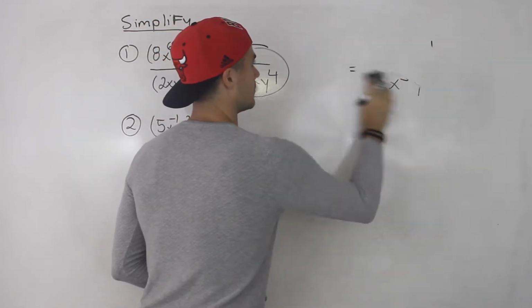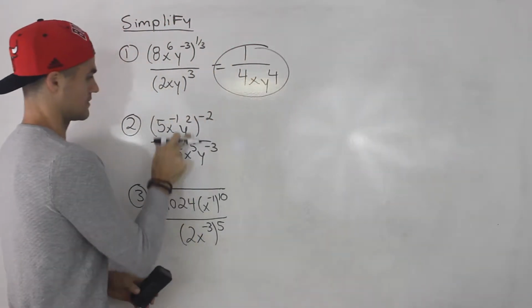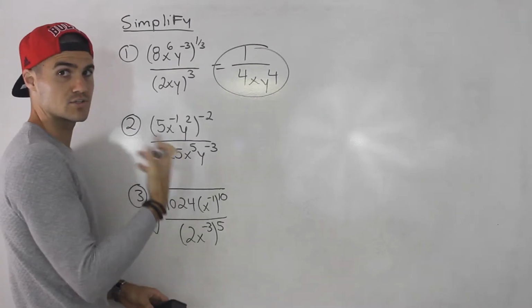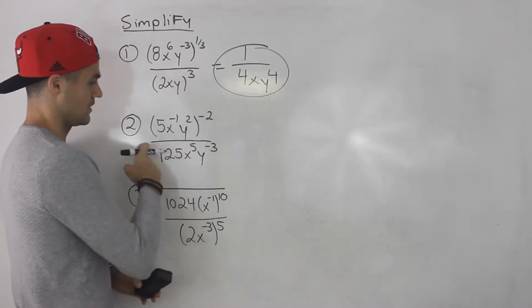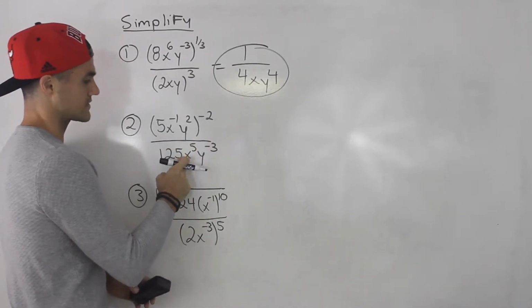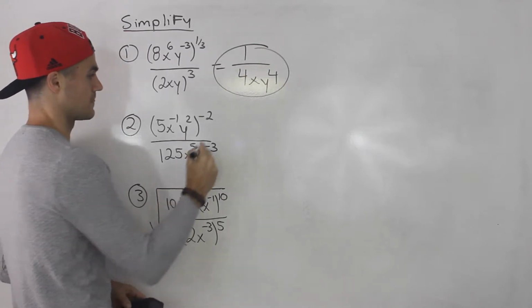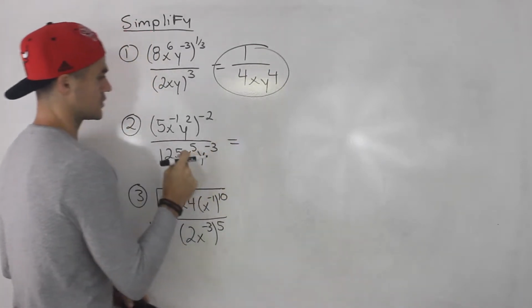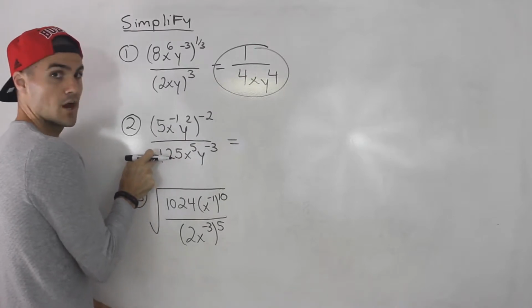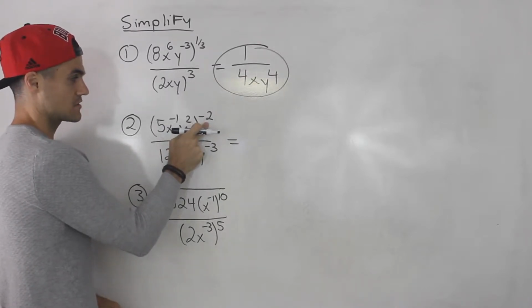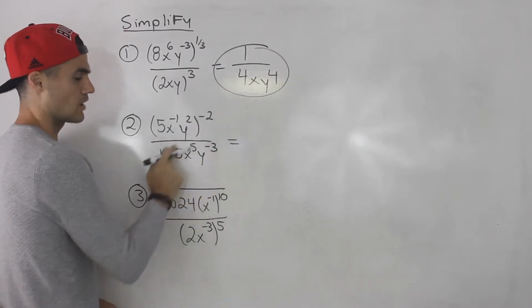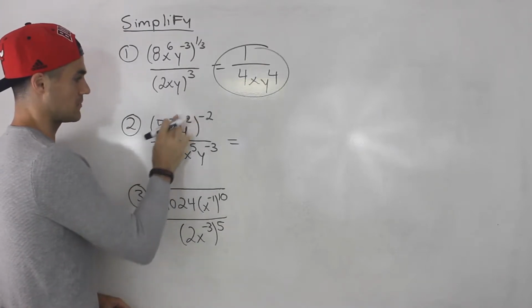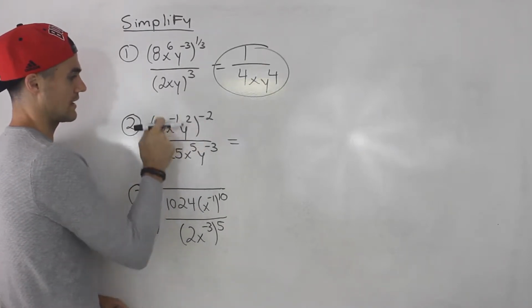So number 2 says 5x to the negative 1, y to the 2, all to the power of negative 2, all over 125 x to the 5, y to the negative 3. So a couple of things you could do here. You could bring this whole thing down to the denominator and then change this to a positive exponent. But because there's already a lot going on in the denominator, I'm going to keep it up here and I'm going to just distribute that negative 2 to everything.